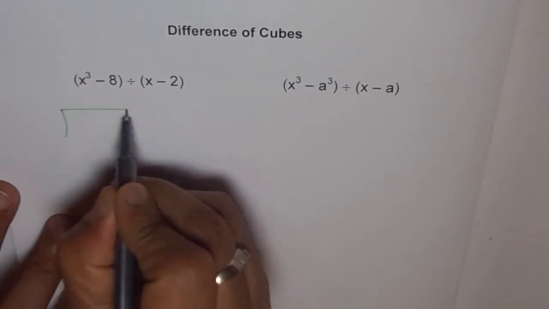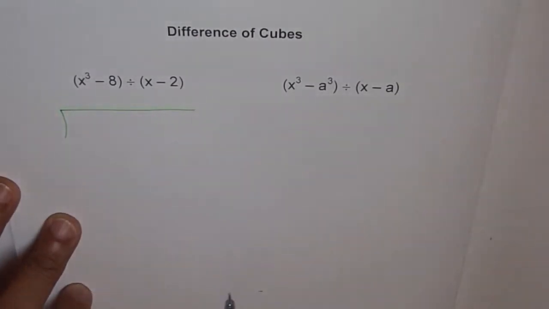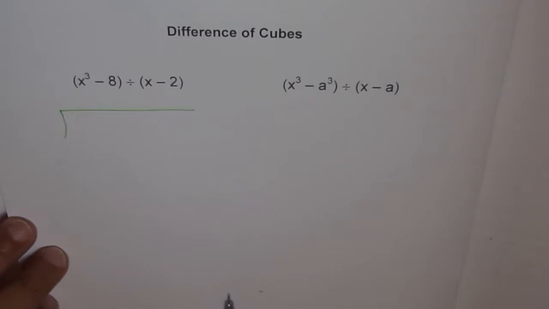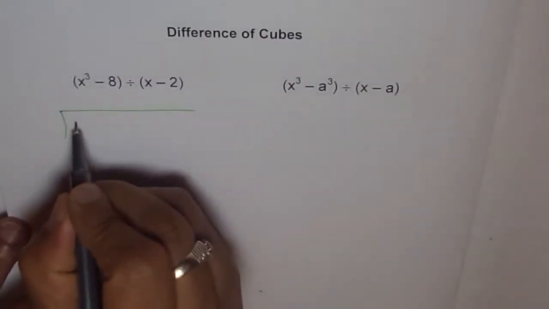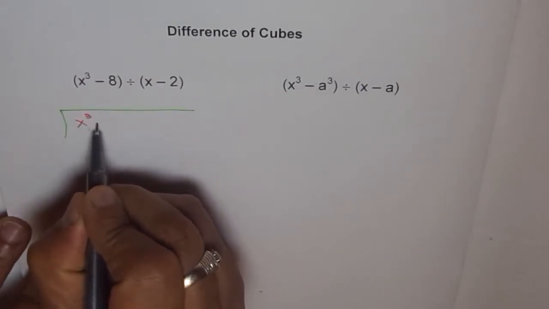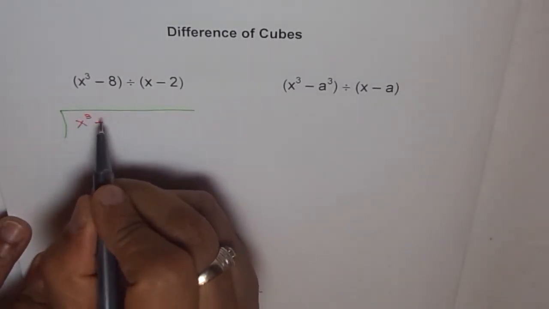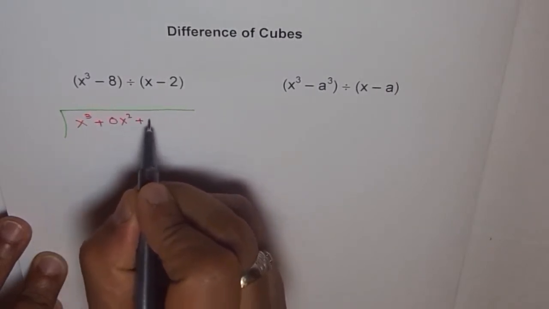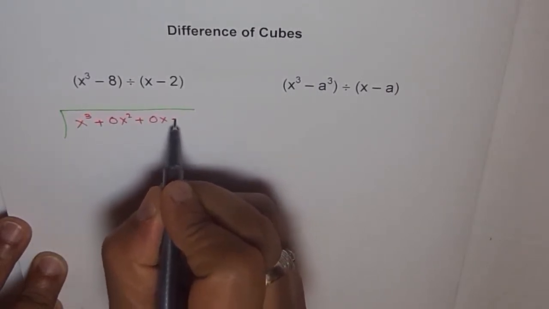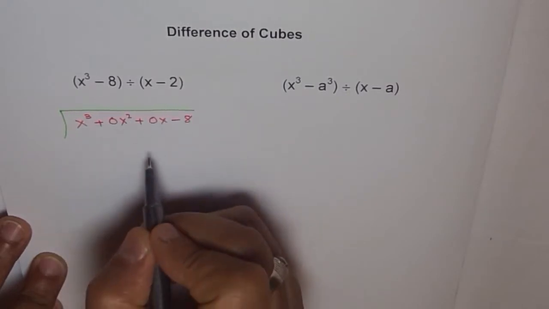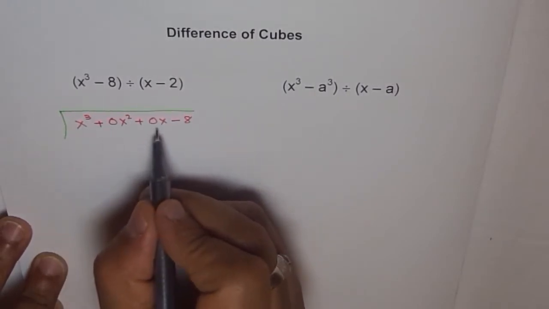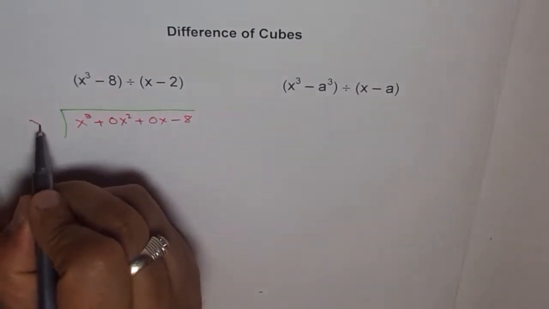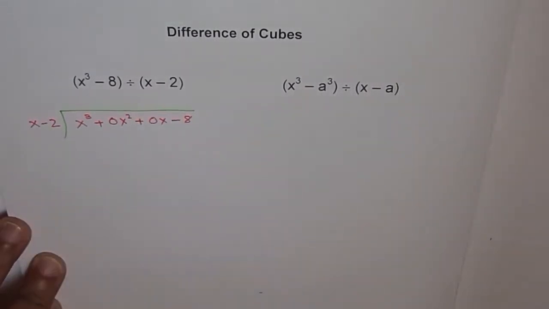Okay, that's a long division, and let's write down the question here. It says x cubed minus 8. So x cubed plus, there are many terms missing, and we'll fill in those with zeros, right? 0x squared plus 0x minus 8. So there were two terms missing, right? So we filled them with zeros. Divided by x minus 2. So we have x minus 2 here. And now let's follow the process and see how to do it.